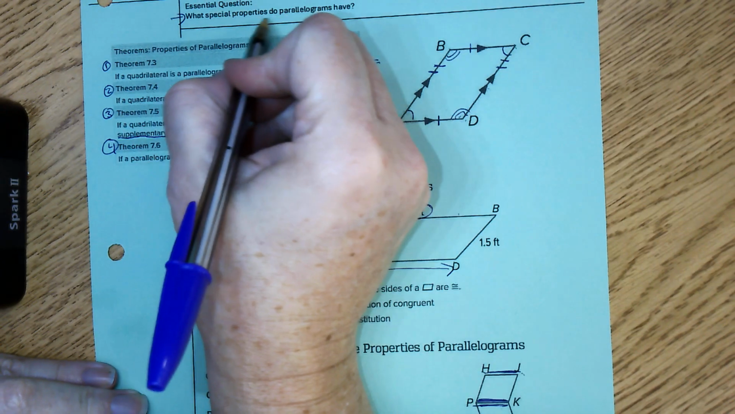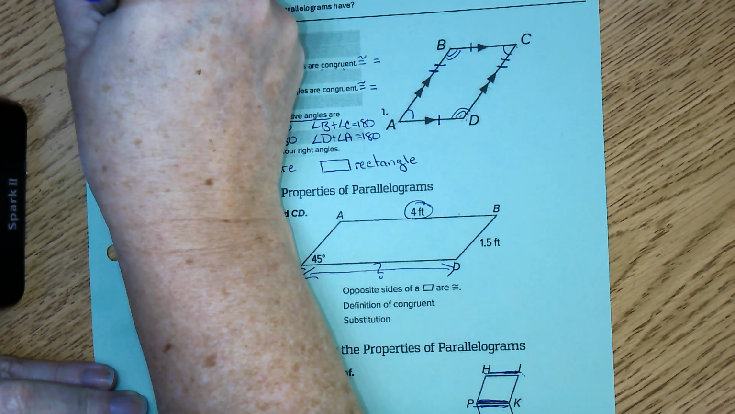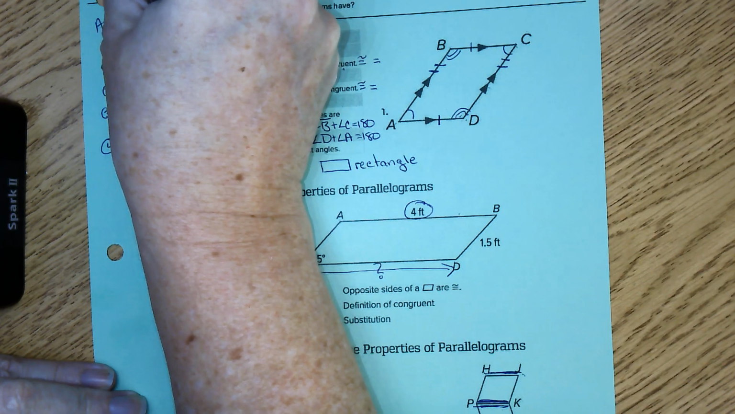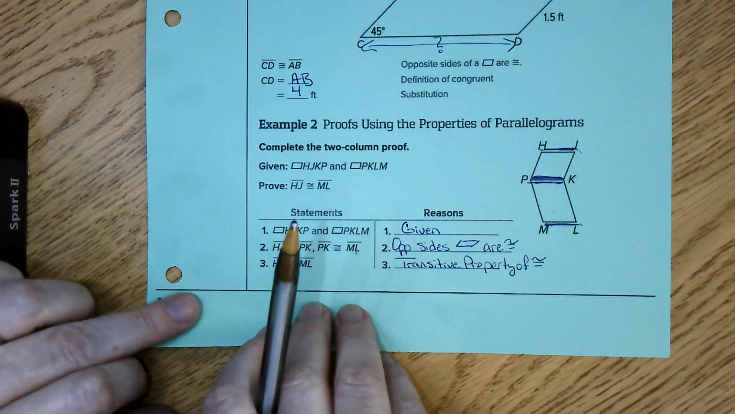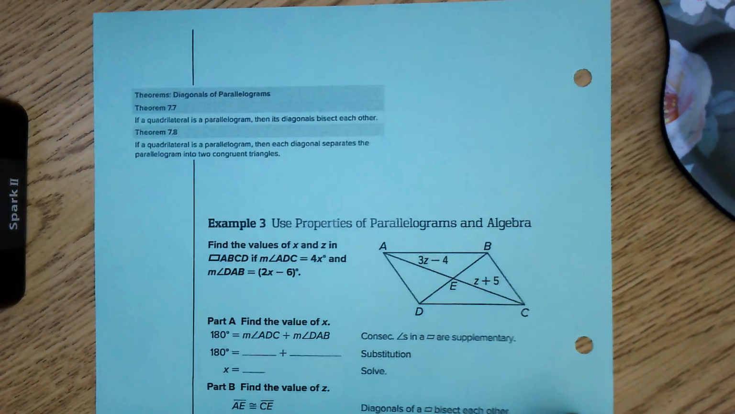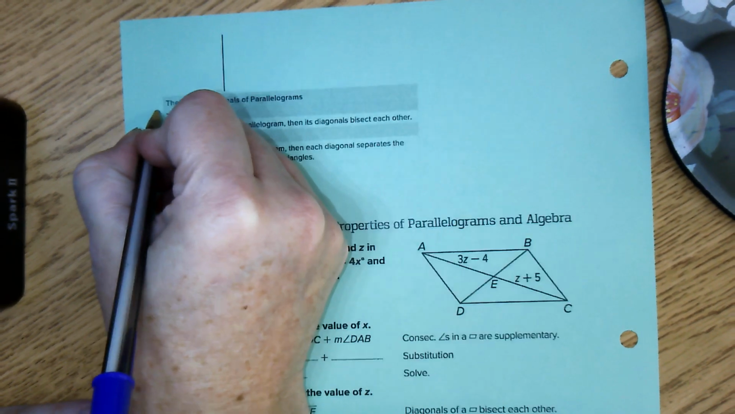Now, because this is 7-2, we have a new essential question. What special properties do parallelograms have? So you will answer that in the summary. Remember, that is different than the 7-1, day 1 and 2 essential questions. You'll answer that right down here. We got a couple of theorems that we're going to learn about today. We learned 4 on the front, so this is theorem 5 and 6 for the day.